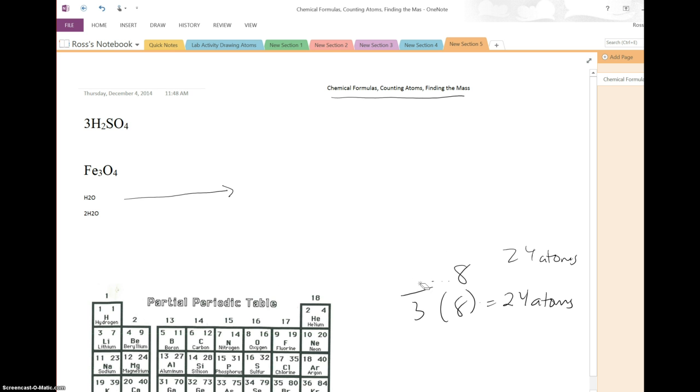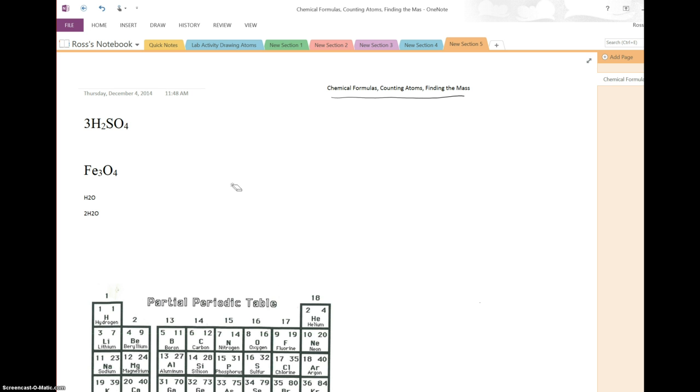Let's take a look. Now we're going to slow down a little bit and do some of these bigger, harder ones. Alright, so we've got Fe. What's Fe? Fe is iron. Actually, I don't have iron on this periodic table, so we're going to skip that one just because I don't have it on the periodic table here in front of me. But we've got 3 H2SO4.